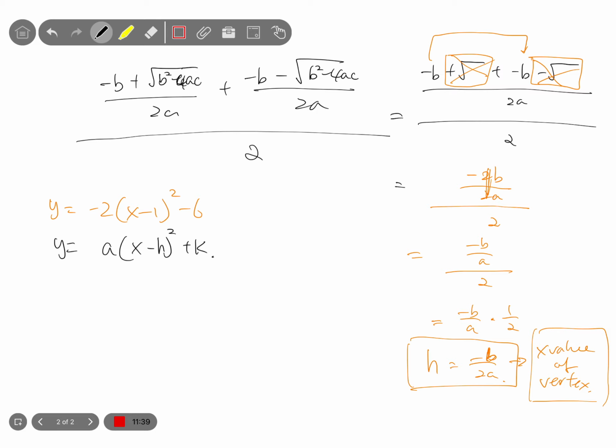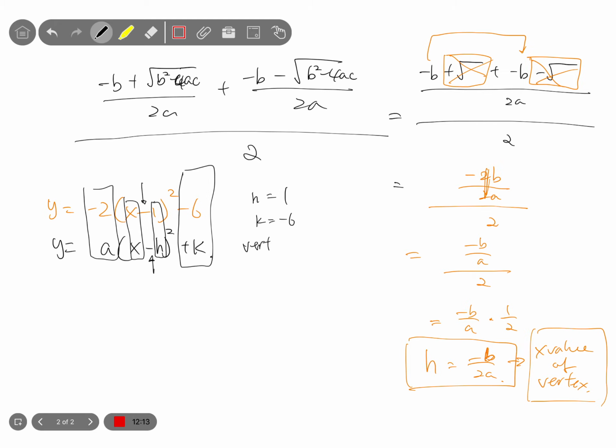So if you're looking at that, notice everything pretty much matches, the negative 2 and a, the x and x. They both have minuses. But here now you have 1 and h. So in this case, this tells me h equal to 1. Now let's go ahead and look for k. Notice k is the number outside. So you have minus 6 plus k, so this is telling you k equal to negative 6. So this means the vertex is 1, negative 6.